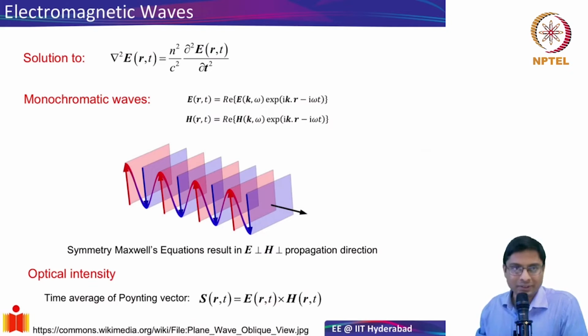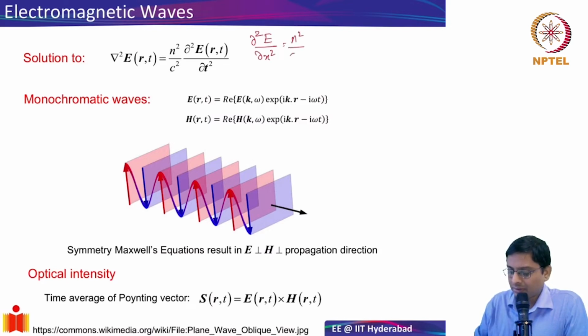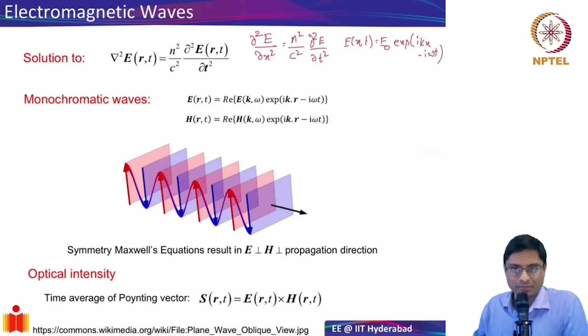As I said, it's difficult to understand this easily in 3 dimensions, so let's consider the 1-dimensional case. Let me write the wave equation in 1 dimension. It will be ∂²E/∂x² = (n²/c²) ∂²E/∂t². And what will be a solution to this equation? A simple solution could be of this form: E(x,t) = E₀ exp(ikx − iωt). This is a simple solution, and this is the solution we will consider here today.